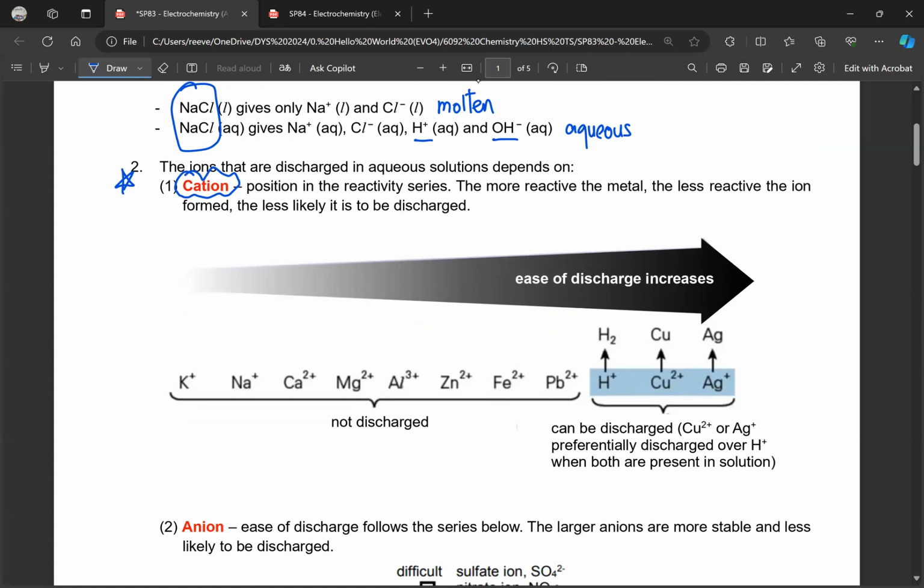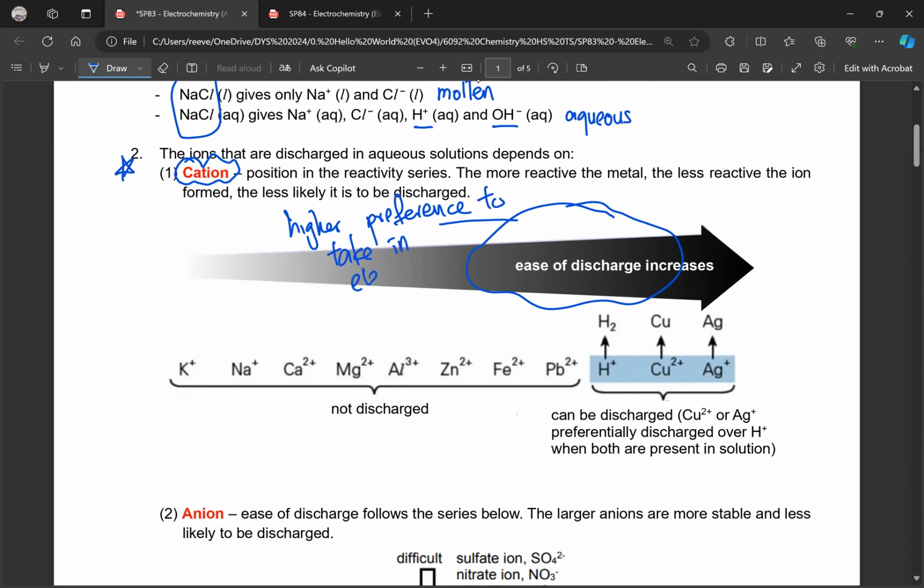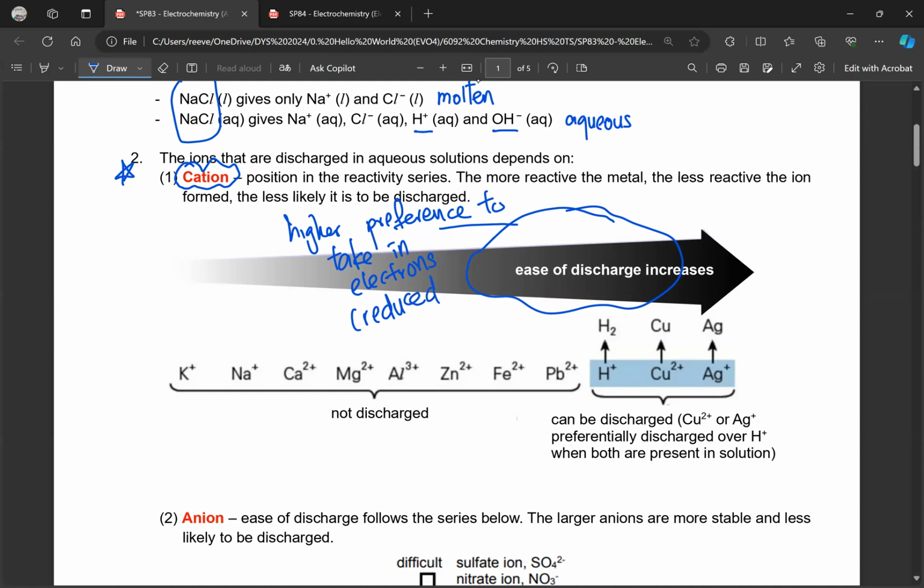It depends on this thing called the ease of discharge. I circled it already. What is ease of discharge? Ease of discharge means which one has a higher preference to take in electrons. When you take in electrons, you gain electrons, which means you undergo reduction. Which one is more likely to be reduced?